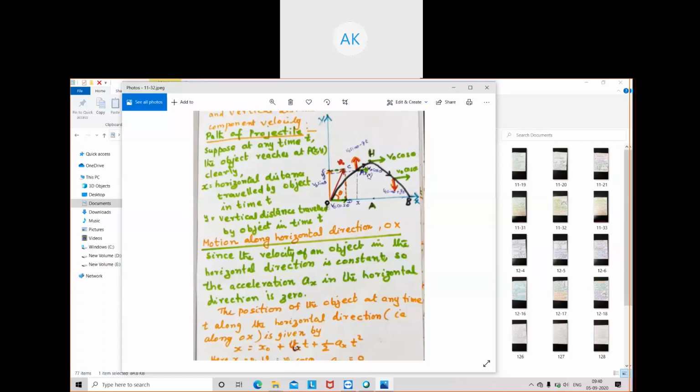Then how will you find the time taken to ascent? You can use the equation v equal to u plus at. It is a vertical motion, so you have to take the y component: Vy equal to V0y plus Ay into T. So that equation we can take. I will show that equation.